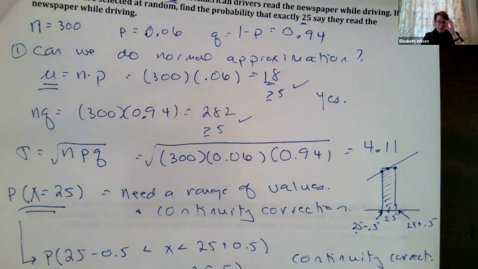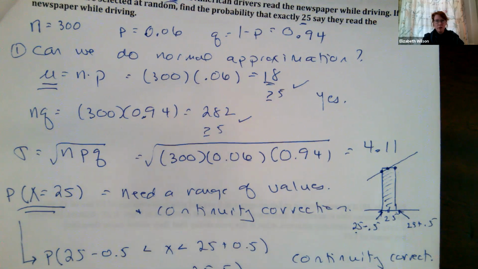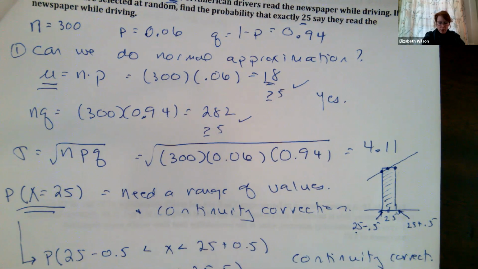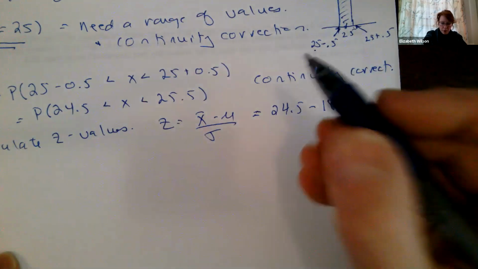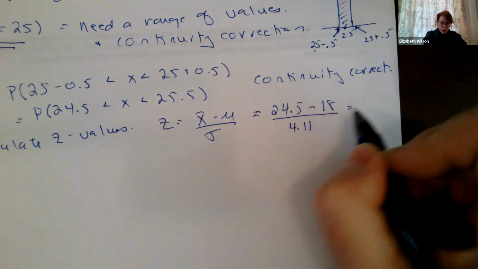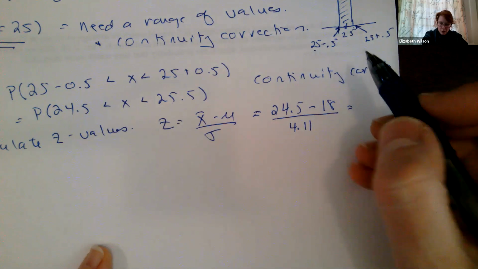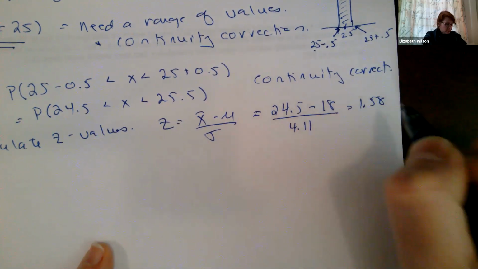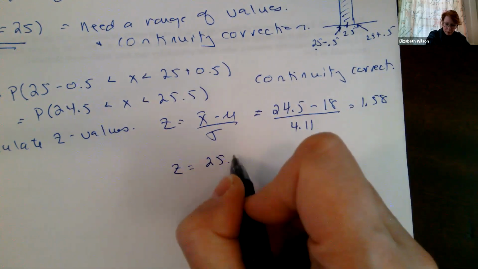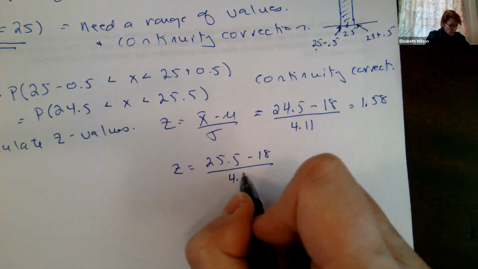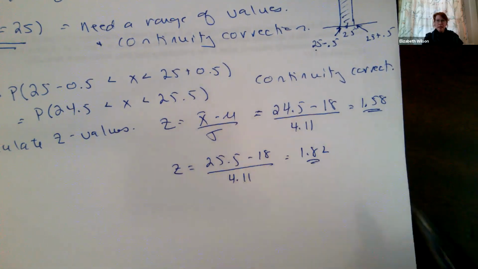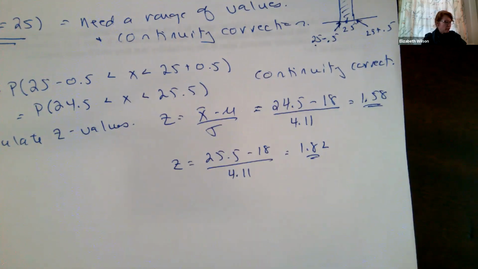Some of these problems will give you the mean and the standard deviation, and some of them, like with the binomial continuity correction fit, you can calculate it yourself. So we've calculated the mean of 18. We've also calculated the standard deviation as 4.11. So when I do this for 24.5, I got a z-value of 1.58. Now I'm going to do the z-value of 25.5, and I calculated my z-value as 1.82. So now I'm going to use these z-values to look up in my z-table.